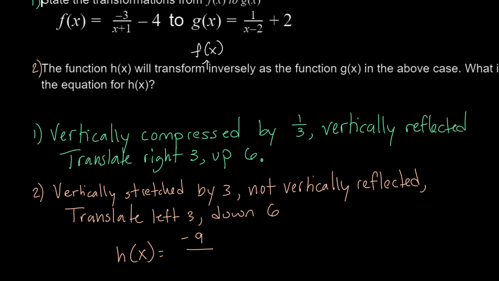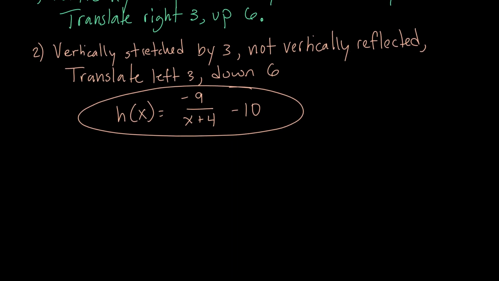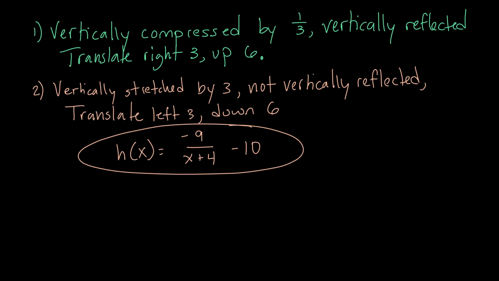Then translate left 3. So from x plus 1, I want to go left 3. So what is that going to create? Yes, x plus 4. And then down 6. We're at -4. I go down 6. Where am I? -10. And I'm done. That's my answer. Are there any questions on this?